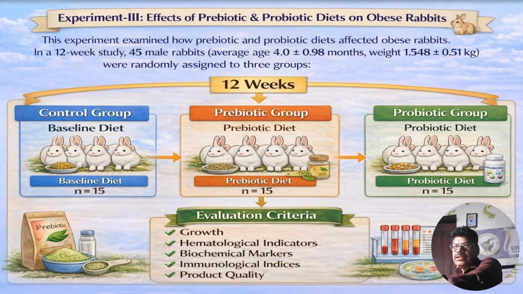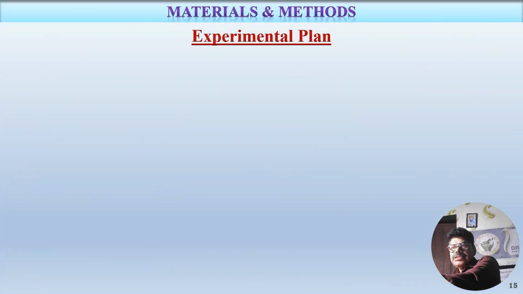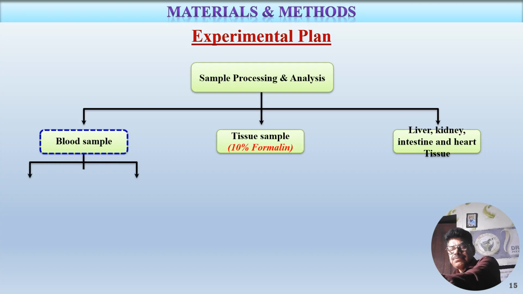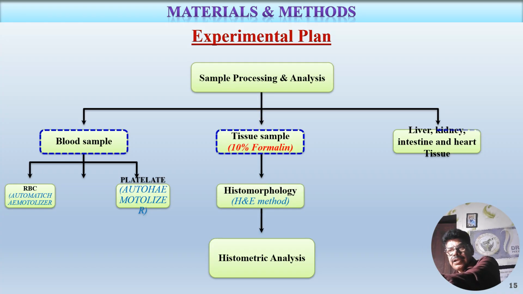Whereas in experiment 3, groups were made for prebiotic and probiotic, with 15 obese animals kept in one group. So the control group, prebiotic group, and probiotic group had 15 animals each, and then the evaluation criteria were to see the growth performance, hematological indicators, biochemical markers, immunological indices, and product quality. These animals were kept for 10 weeks, with 4 weeks for adaptation.